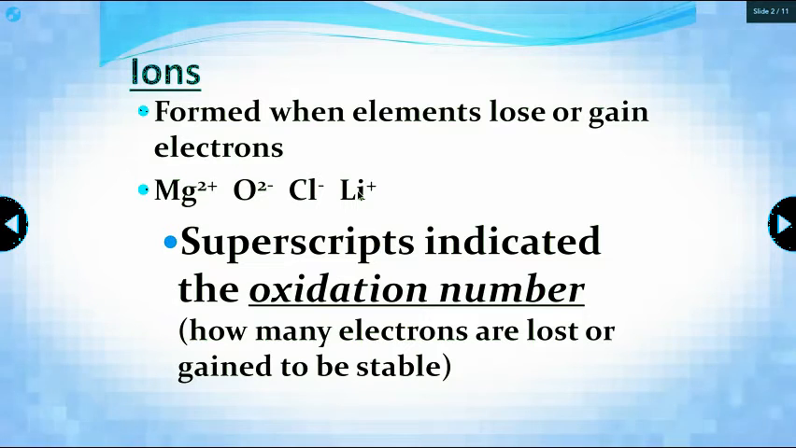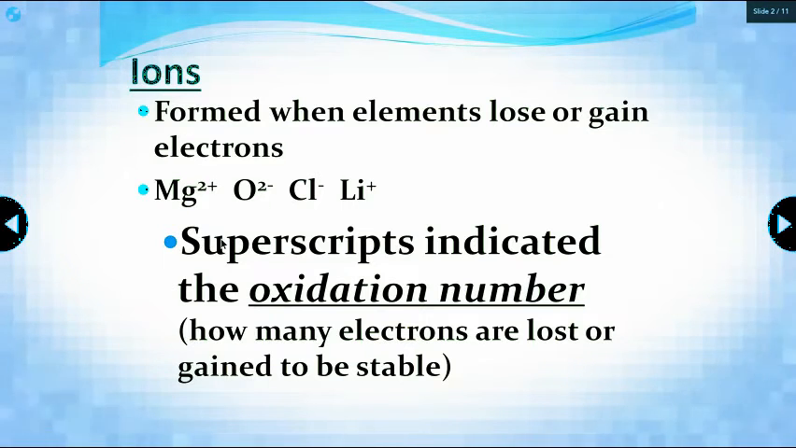Then we have anions, and anions are negatively charged, which means they've gained electrons. So checking out O2-, which would be oxygen. By gaining 2 electrons, oxygen would go from 6 valence electrons, because it's in group 16, to 8 valence electrons, because then it would be like neon. Then we have chlorine, Cl-. So chlorine can become stable by gaining 1 electron. So it goes from 7 valence electrons to 8 valence electrons, and then it'll be like the element argon.